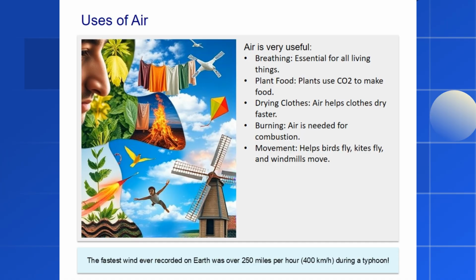Air can also make things move. Birds fly with its help, it makes kites and parachutes fly, and it makes the blades of a windmill turn. Did you know that windmills can use wind to produce electricity or even draw water from wells? That's a strong wind. The fastest wind ever recorded on Earth was an incredible 250 miles per hour during a typhoon.